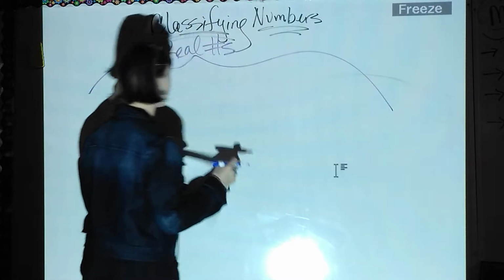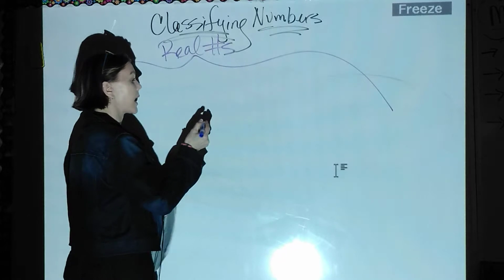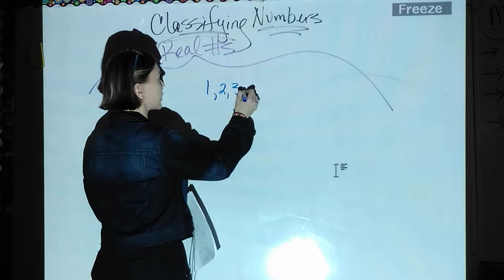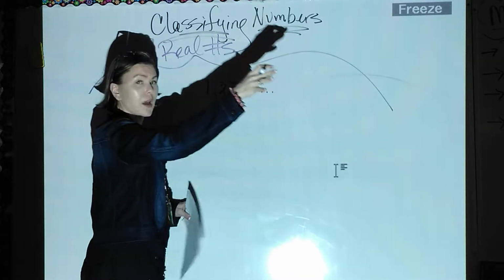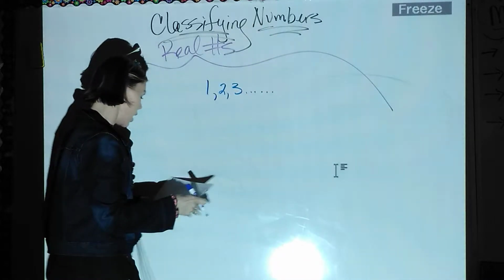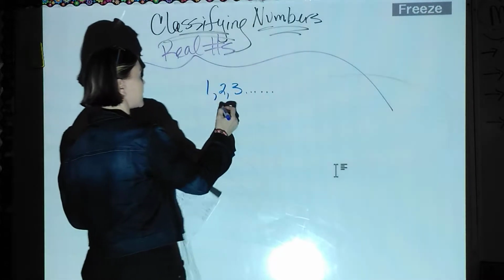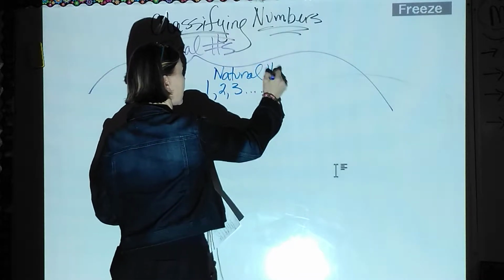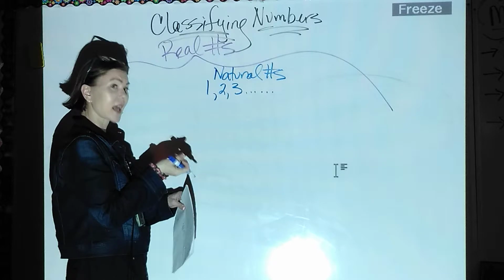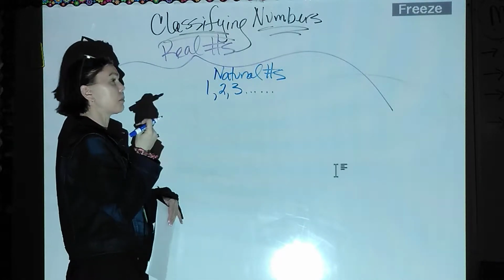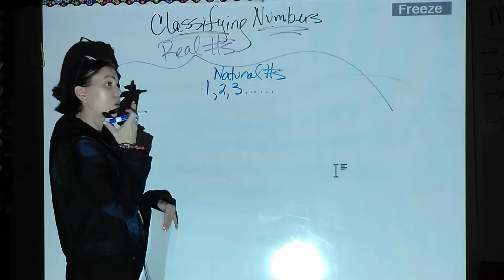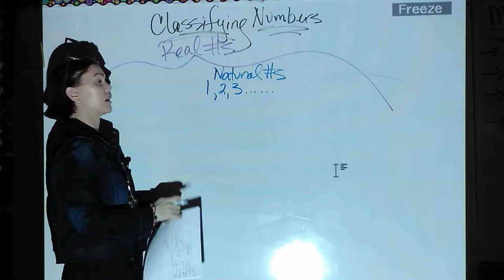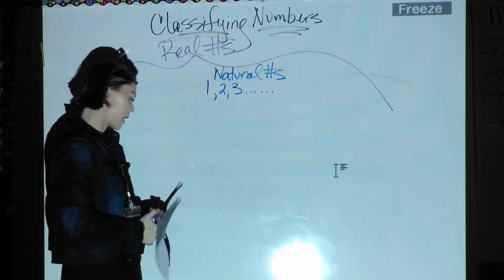If you think of money, we're going to start with the number 1. Okay, so if we start with number 1, 2, 3, onto foreverness in the positive direction. Okay, we're going to call these natural numbers. Okay, remember, when you're thinking of natural numbers, think of money, think of starting with a $1 bill and going on into foreverness in that positive direction.